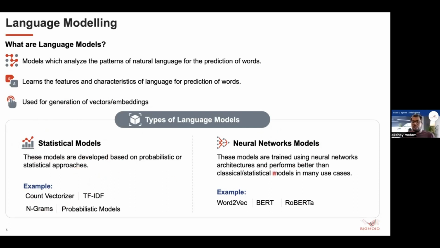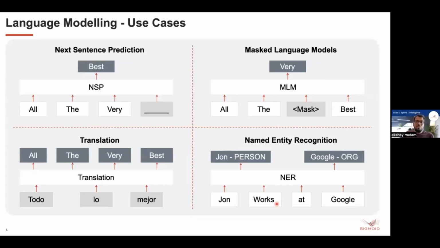Coming to the neural networks models, these are the state of the art techniques which got implemented once neural networks evolved. These can capture the information better and also represent the keyword in a much more appropriate way. Examples of neural networks models are word2vec, BERT, etc. So going forward, how are we going to create language models? What are all the use cases that we can take? There are many use cases that we can take to implement language modeling.